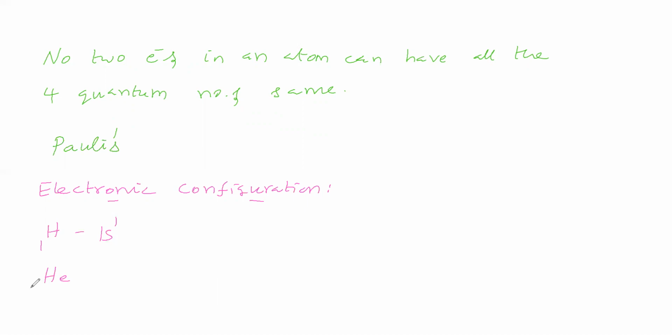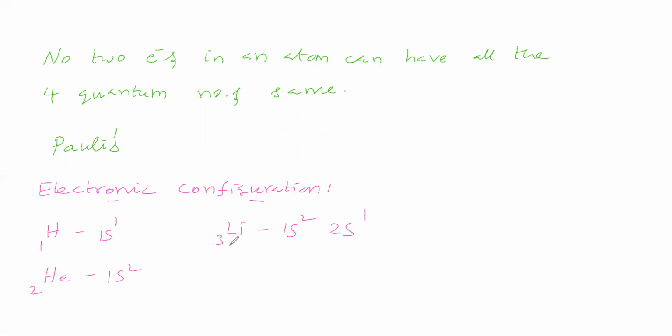Next we will take helium, atomic number 2. It has 2 electrons. The 2 electrons go to 1s. So its configuration is 1s2. Next we will take lithium, atomic number 3. The 3 electrons first go to 1s. 1s takes 2 electrons. The remaining 1 electron goes to 2s. So 2s1.